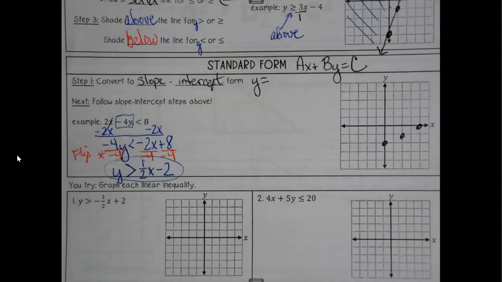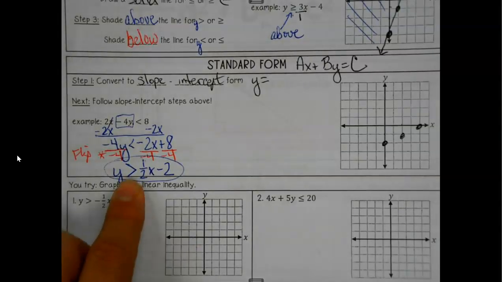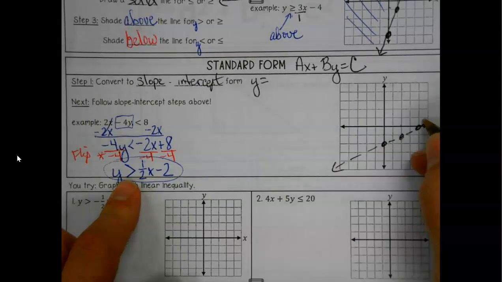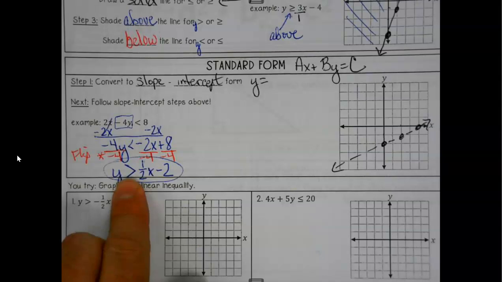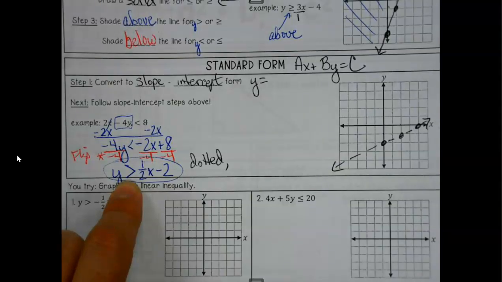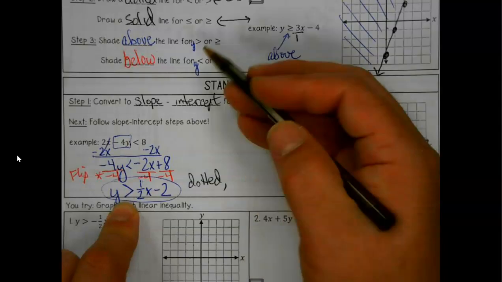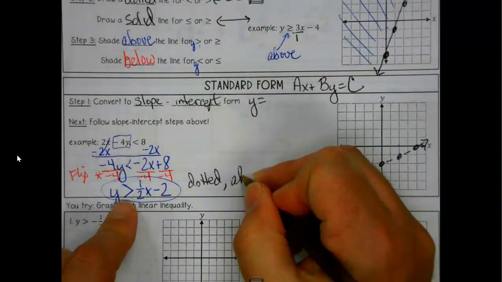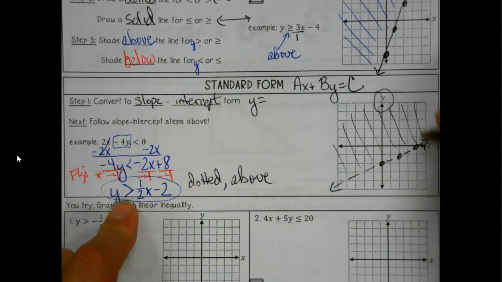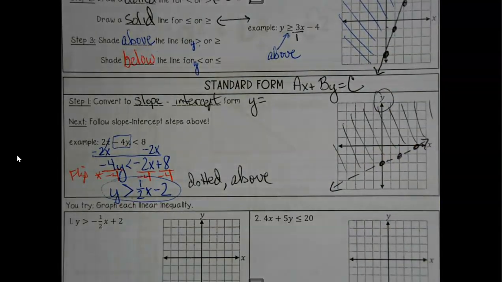But now we're ready for our 2 questions. Am I going to be putting a solid or a dotted line through here? Dotted, because we just have the greater than. We do not have the or equal to. So we're going to go dotted. And are we going to be above or below the line? Above, because y is greater than. So there's the top side of our y, and we're good to go.